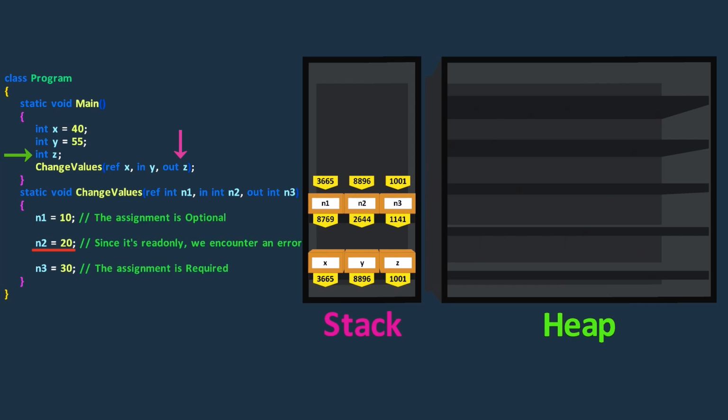The reason is that, unlike ref and in modifiers, within the method, we must assign a value to the out parameter. So, there is no need to assign a value to the z variable before passing it to the method. In fact, the out modifier is commonly used when a method needs to return multiple values.